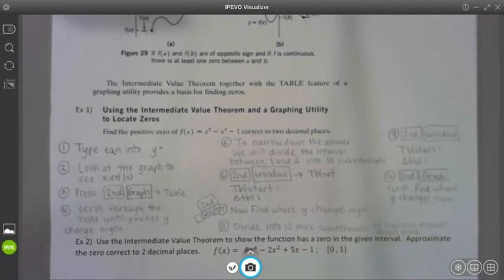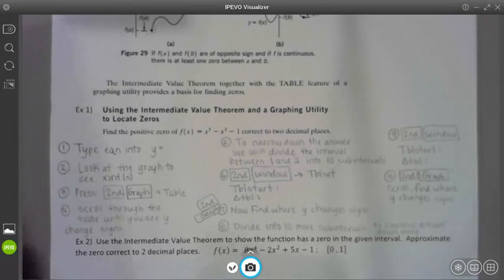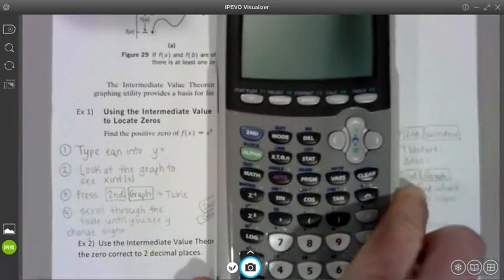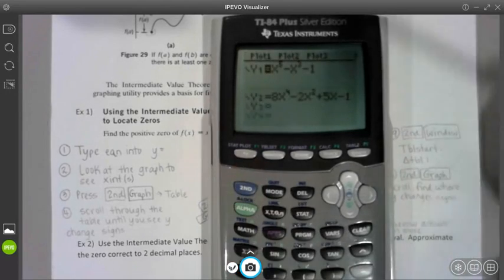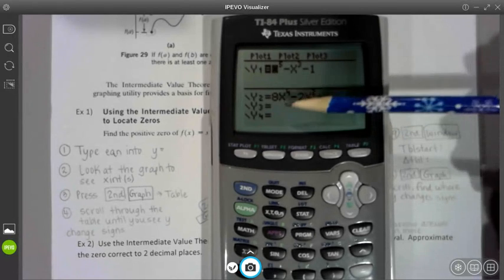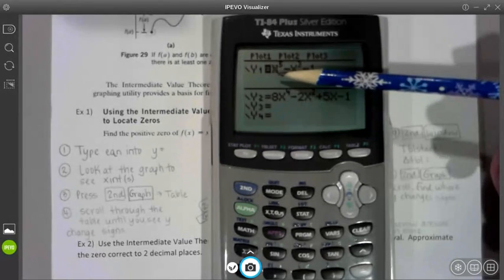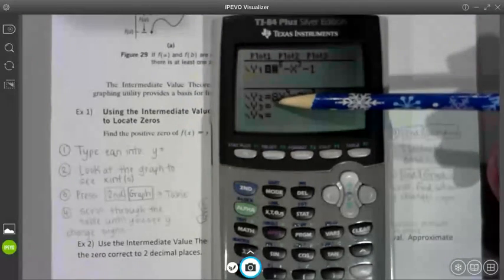All right, so you're going to type the equation into y equals. I already did that. Go to y equals, I already typed the equation in, x to the fifth minus x cubed minus 1. I already have another one stored for the next example, but I'm just good with this one right now. And it's the only one I have turned on, right? I've turned the other one off because the equal sign is not lit.